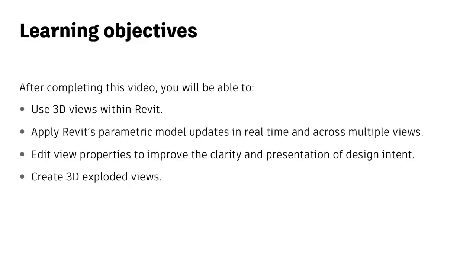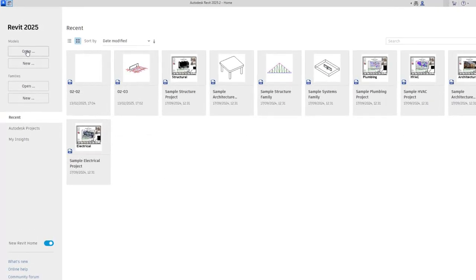Revit's 3D views provide a comprehensive perspective that goes beyond flat 2D drawings, enabling you to visualize your model in real-world context. After completing this video, you'll be able to use 3D views within Revit, apply Revit's parametric model updates in real time and across multiple views, edit view properties to improve the clarity and presentation of design intent, and create 3D exploded views.